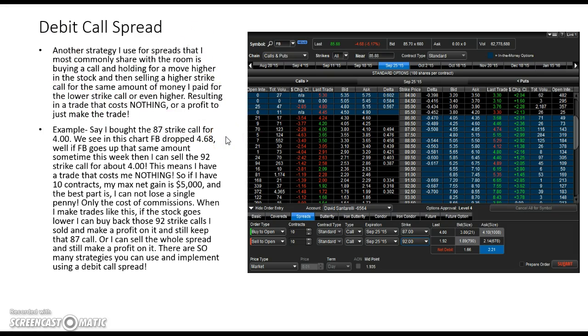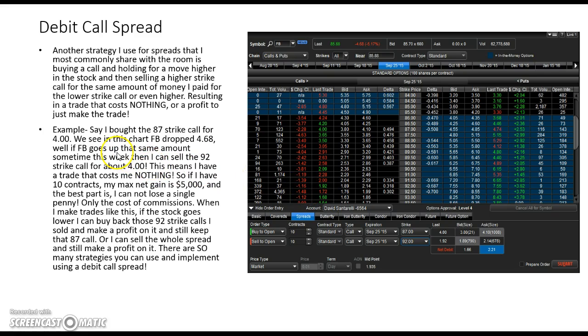Say I buy the $87 strike call for $4. We see in the charts to the right here, Facebook dropped $4.68 just on Friday. Well, if Facebook goes up that same amount sometime this week, I can sell the 92 strike, which we see right here. It last traded at $1.92, which I could probably sell right now for $2. But we see here that it went down $1.16 on Friday.